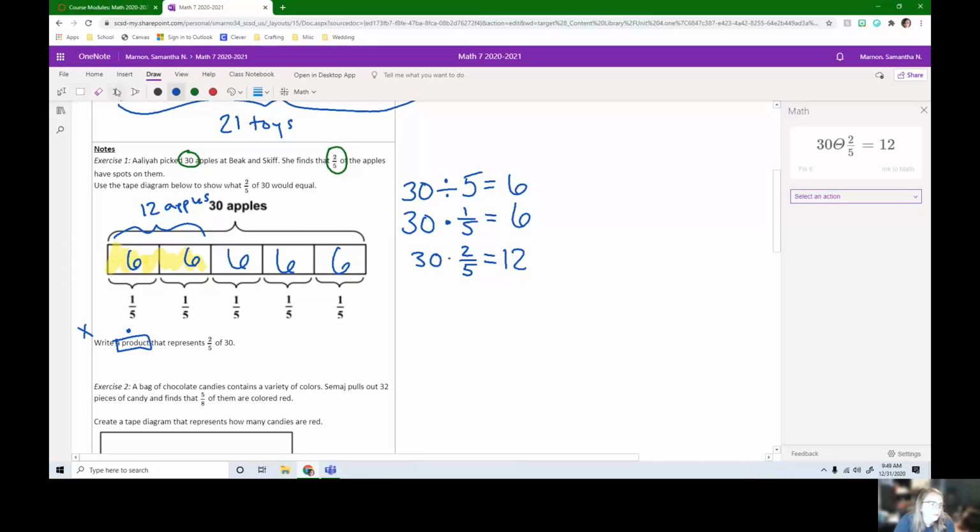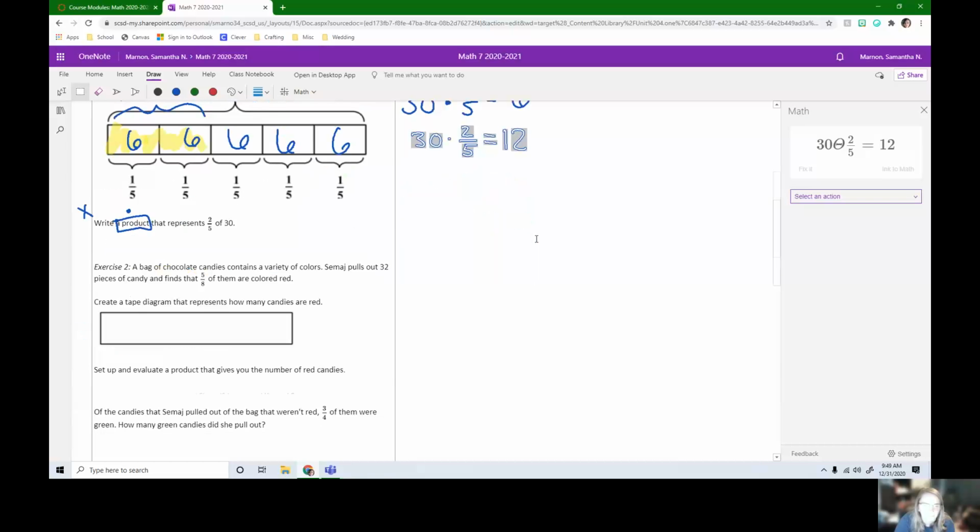Because I circled it, it made it a little off. So I'm going to try to select it again. Hit this math button. And now it's doing it right. It says 30, the dot for times, 2 fifths equals 12. So I can hit ink to math. And now it's written nice and pretty if I want it. And I can put it right here for the answer. So that's just using that math button. You have to select. But again, if you try to draw in here and do it, it won't work. You need to draw outside of that box.